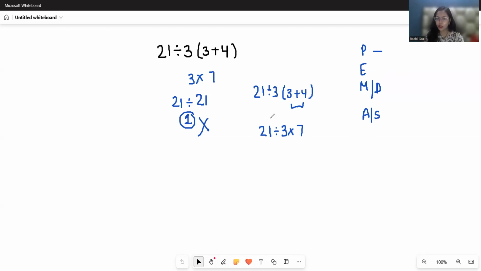Both have the same priority, so just solve it from left to right. So on the left, 21 divided by 3, which then multiplies 7. 21 divided by 3 is 7 and 7 times 7 is 49. So what is the correct answer? 49, not 1. I hope it's clear and you see what mistakes people make, right? So now let's learn the next expression.